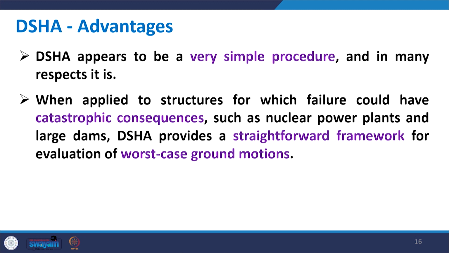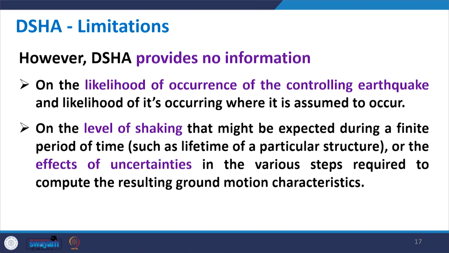So, when we carry out DSHA, it may give you the critical situation for your facility, particularly for example nuclear power plants, which earthquake and at what distance. That can be found out from DSHA, but there are certain limitations for DSHA. DSHA does not provide any information on the likelihood of occurrence of the controlling earthquake and the likelihood of its occurring where it is assumed to occur.